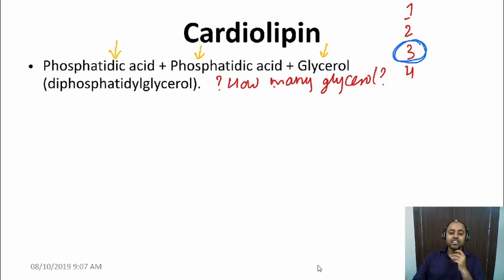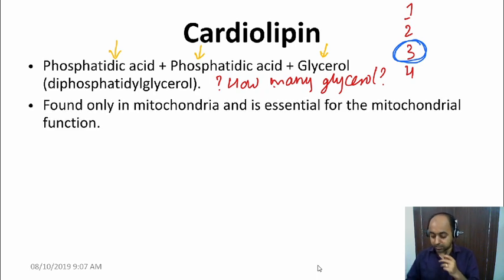Now the cardiolipin is present particularly in the muscles because it is a component of the mitochondria. It is found only in the mitochondria and is very important for mitochondrial function. So it is critically important for both muscles, whether skeletal or cardiac muscle.